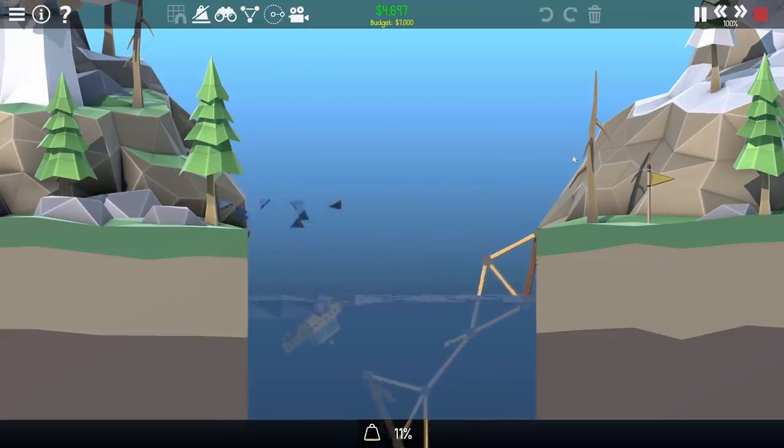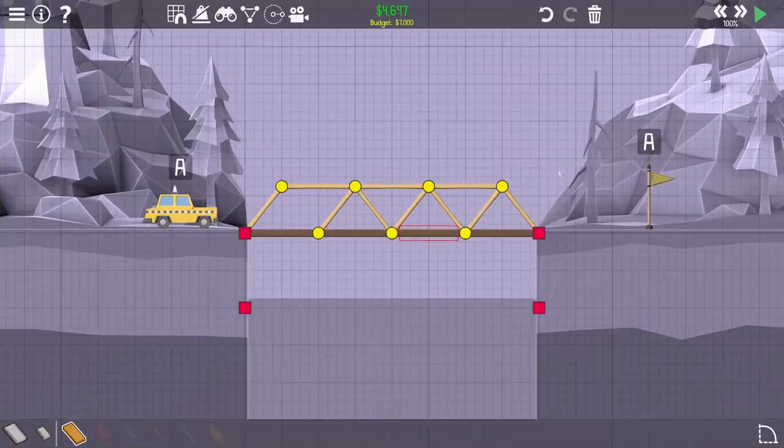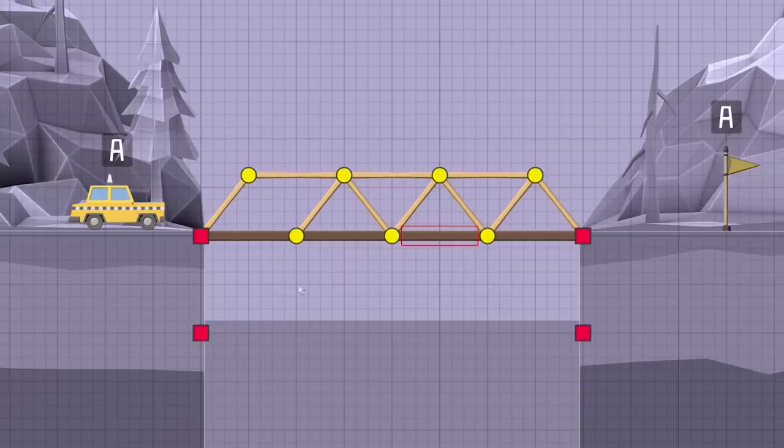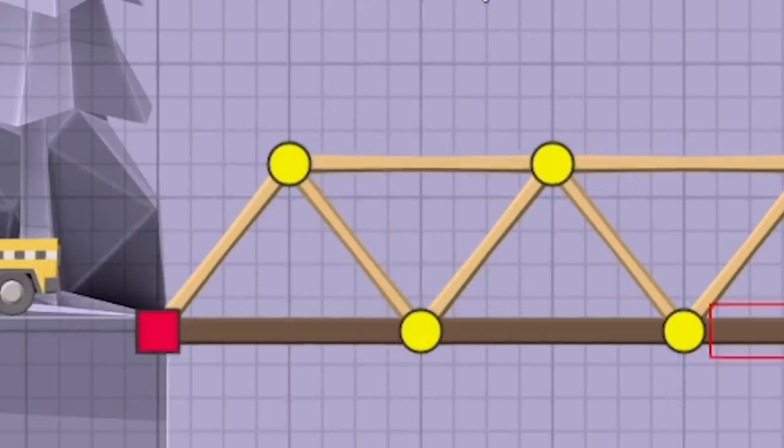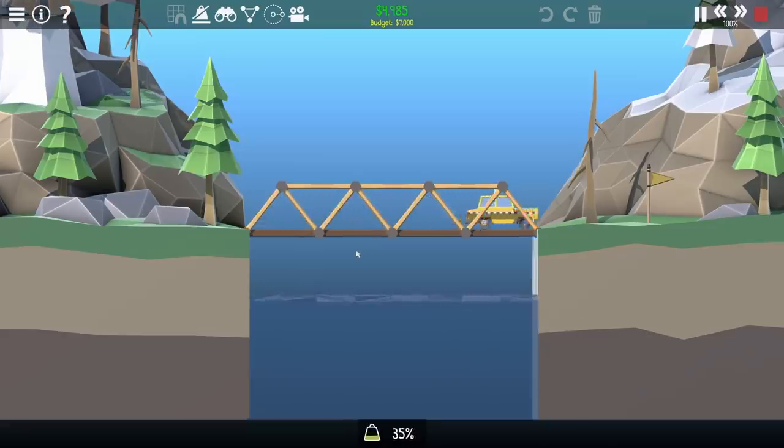What the hell? Why didn't that work? Don't say I've forgotten how to poly... Oh, good. Okay. I was so worried then. I was like, I've forgotten how to build bridges. No, I forgot that piece. Quite a vital piece. There you go. Much better. Look at that.